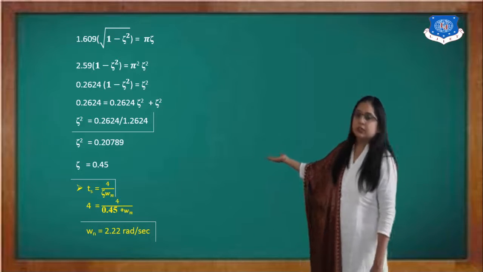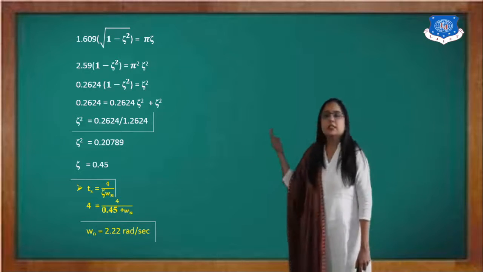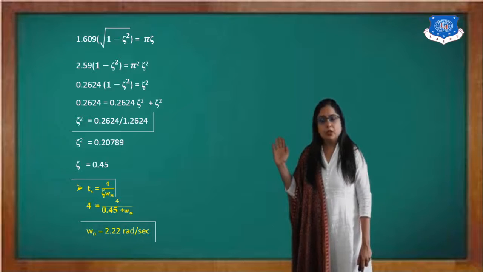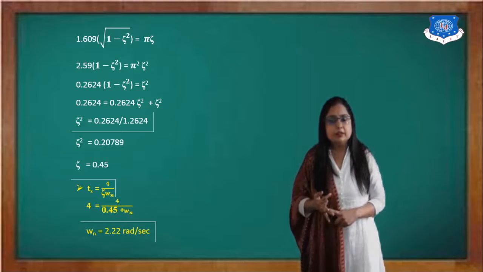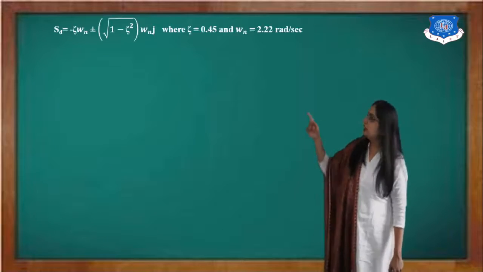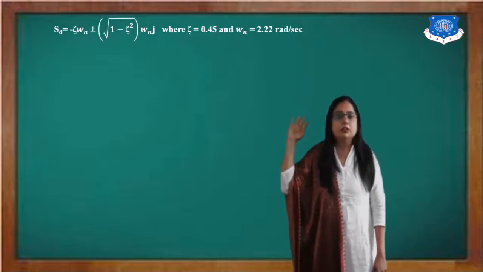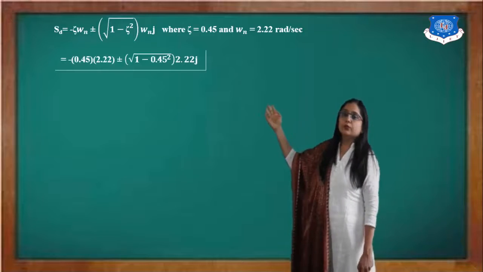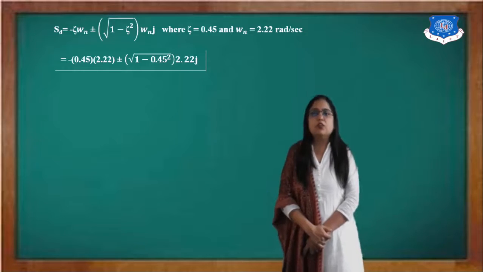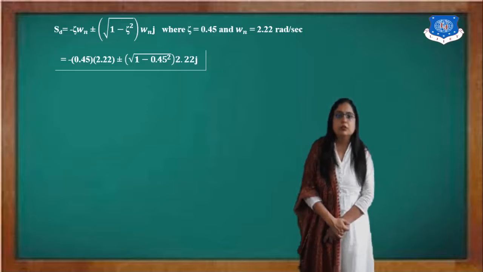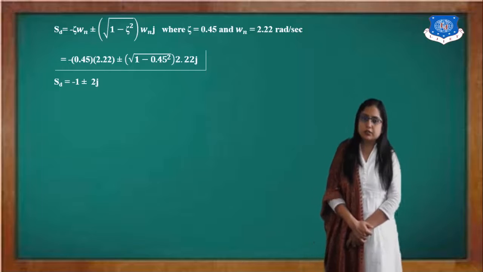As you know, zeta is a damping ratio, so we do not have any unit related to zeta. Now we have the value of zeta as well as omega n, so we can substitute these values in this equation, that is the desired location of closed loop pole. In place of zeta it's 0.45, and in place of omega n it's 2.22. When you solve this, you will get minus 1 plus or minus 2j.